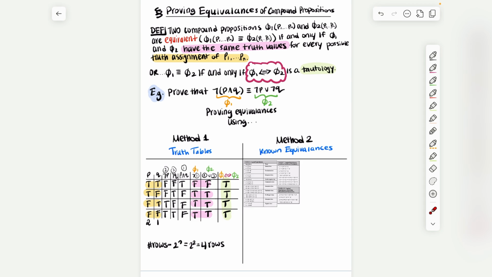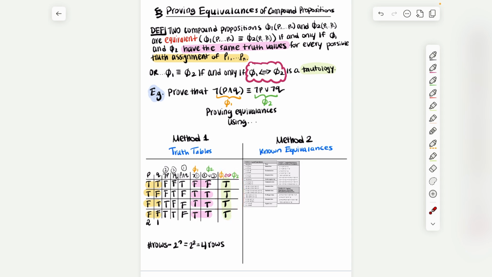But notice something. In order to find the truth values of this compound proposition, you had to find the truth values of this one, which we did here, and of this one, which we did here. But notice how we got our answer without even doing this, because we could literally see that the truth values for these two compound propositions are the same for every possible truth assignment of P and Q. So it's kind of redundant. You don't actually ever need to do this.